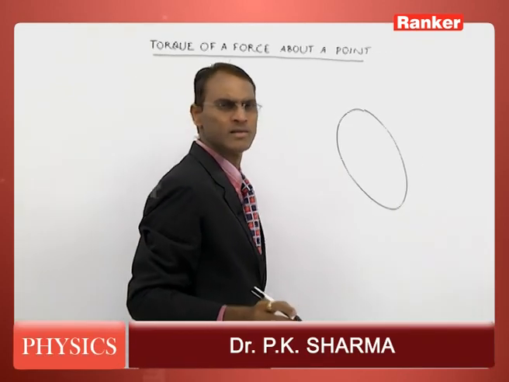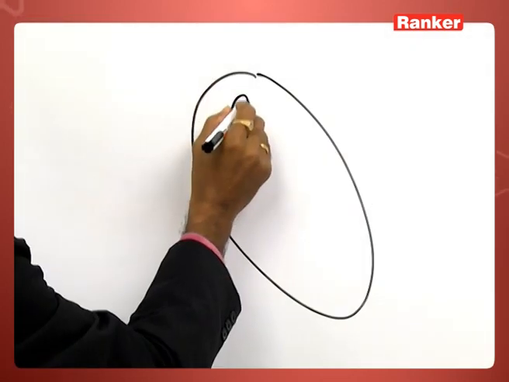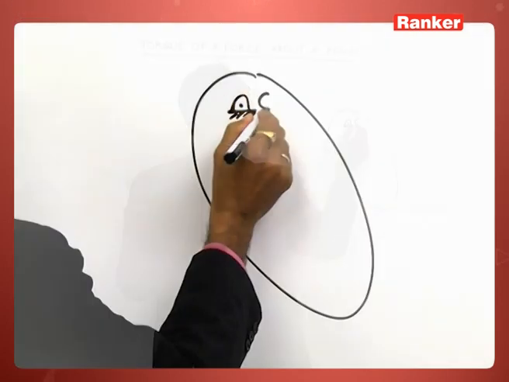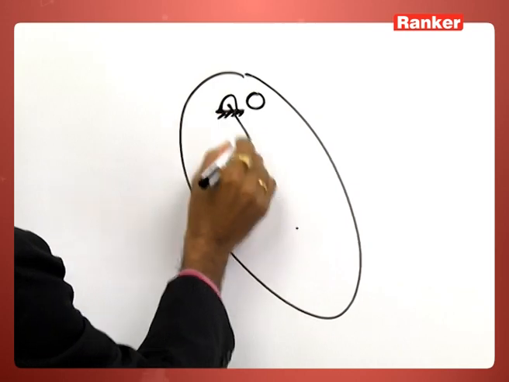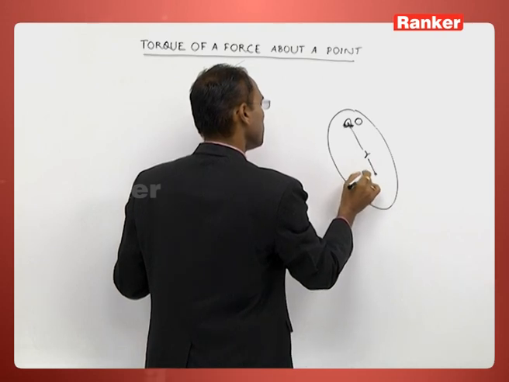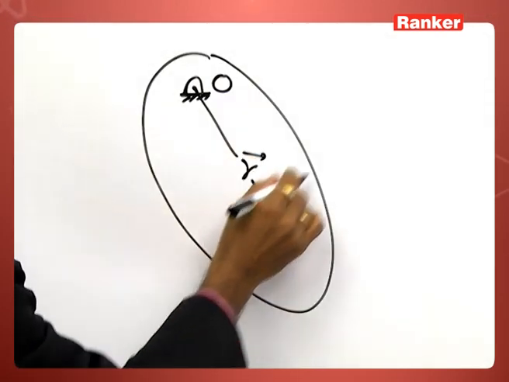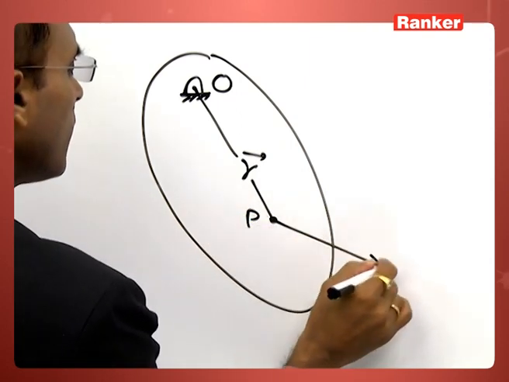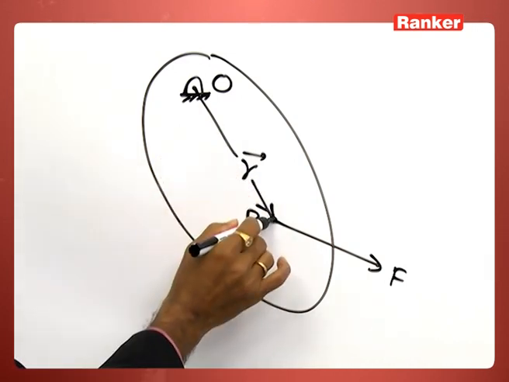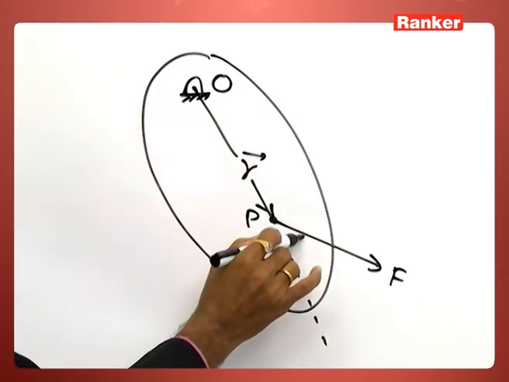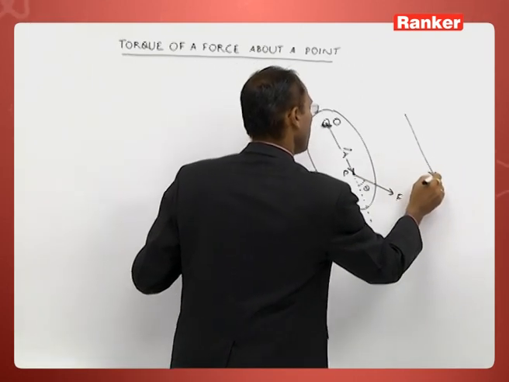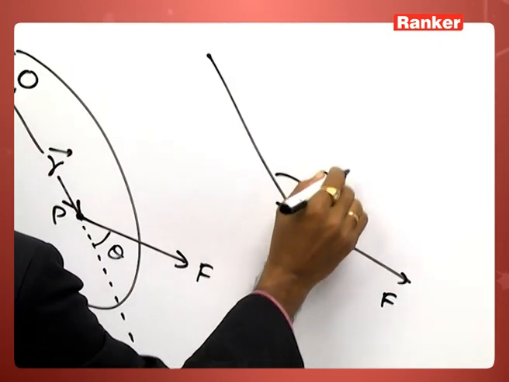You take any rigid object, pivot it. Let us assume that this is a reference point O. This is the point which has the position vector R, at which you are applying the force F. This is the position vector, and the angle between the position vector and the applied force is theta. This is the position vector, this is the applied force. This angle is theta, it's wrong.